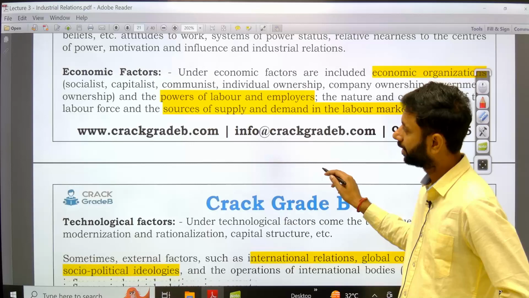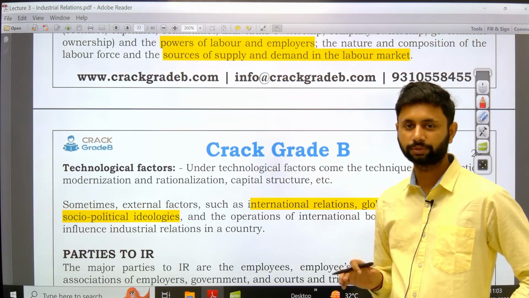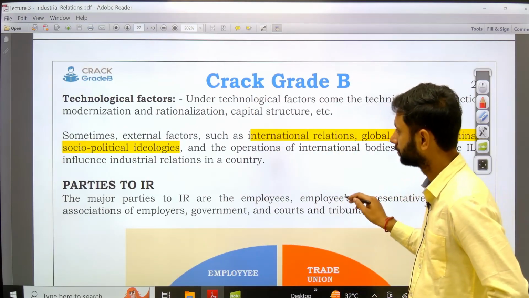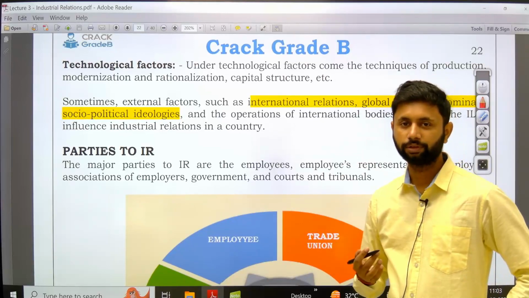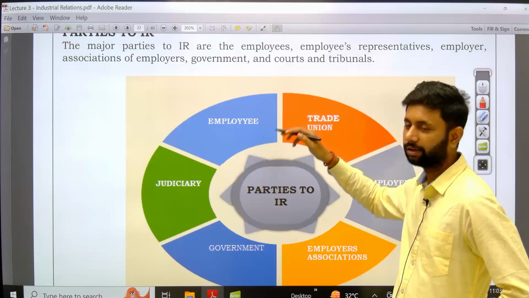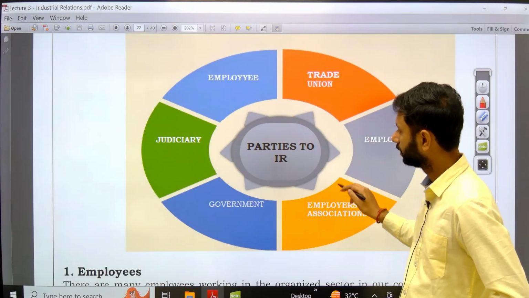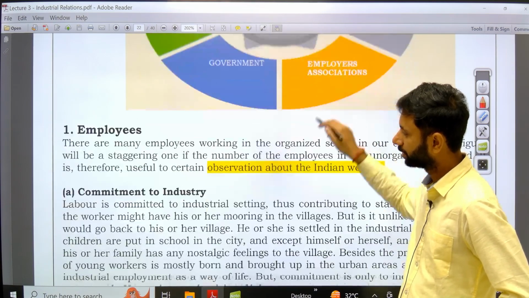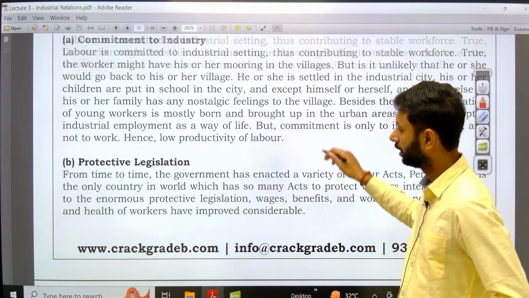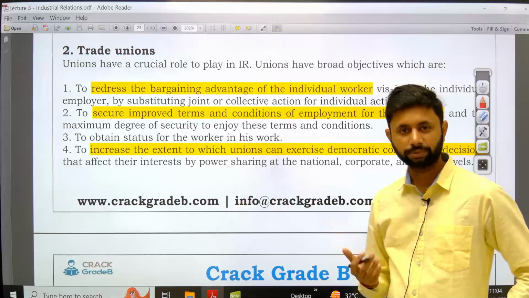Another factor that we had discussed was economic factors, in which we discussed the capitalist and socialistic systems. Then we had discussed technological factors. We discussed the IT revolution. Then we had discussed the AI thing. Then we had discussed in detail what the stakeholders within industrial relations are. We discussed the employees. We discussed the sectoral distribution of employees in India. We discussed trade unions. What are the major objectives of trade unions?